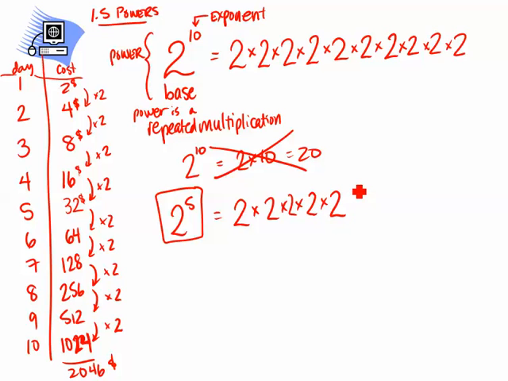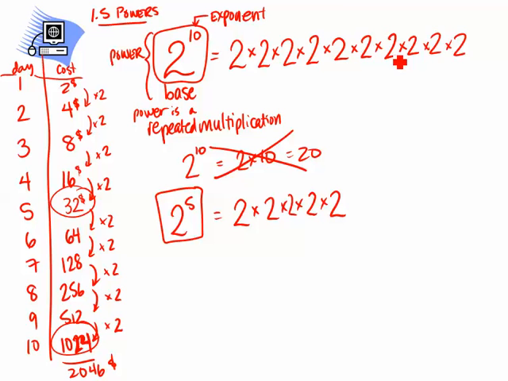Someone very quickly might say, well, 2 to the fifth is half of 2 to the tenth. But is it really? Look at how many more twos I have to multiply by to get to the same answer. And 2 to the fifth, if we go to our chart, is 32. That is certainly less than half of 1024. So 2 to the fifth is not half of 2 to the tenth. It's actually 32 times less than 2 to the 10th.